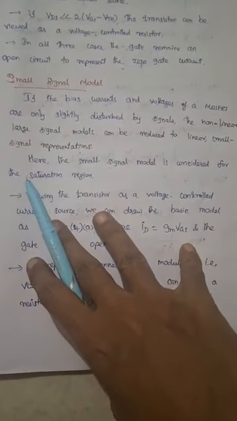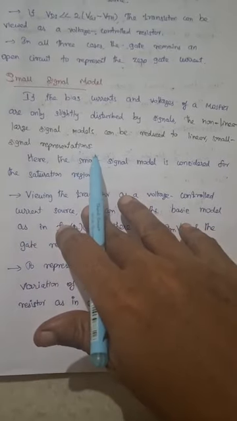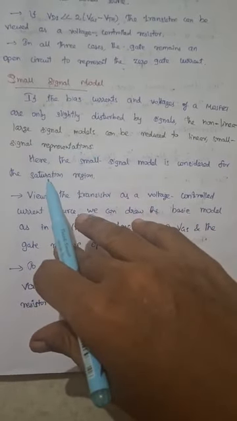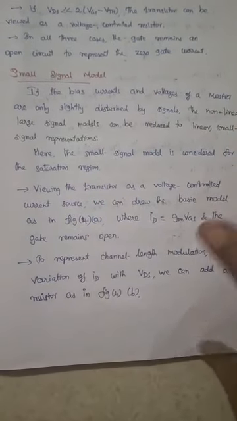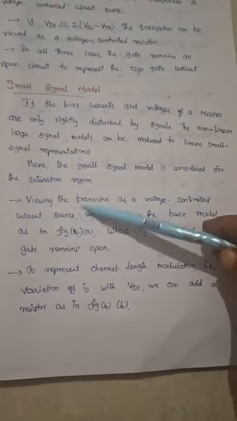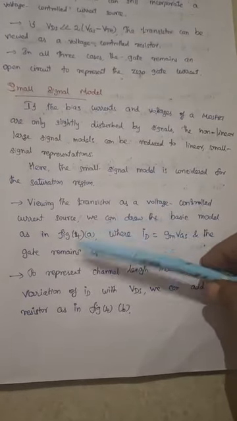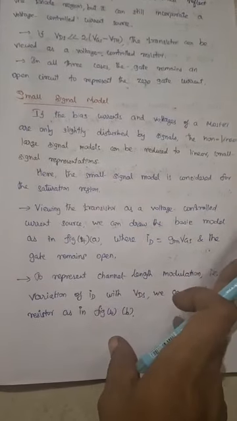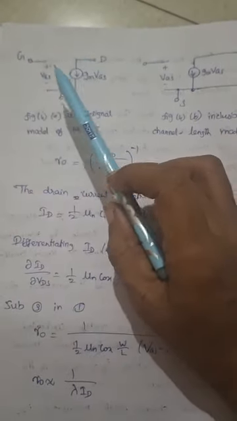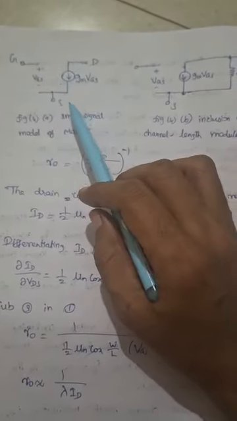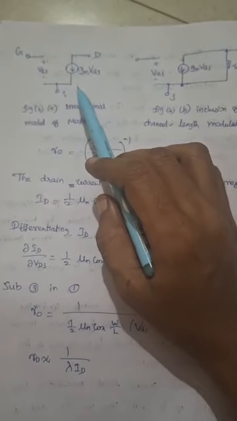So what is the condition for the saturation region? VGS is greater than VTH and VDS is greater than VGS minus VTH. So here we are seeing the transistor as a voltage controlled current source. So how will your circuit be? This is what your circuit is. Here we are neglecting channel length modulation.